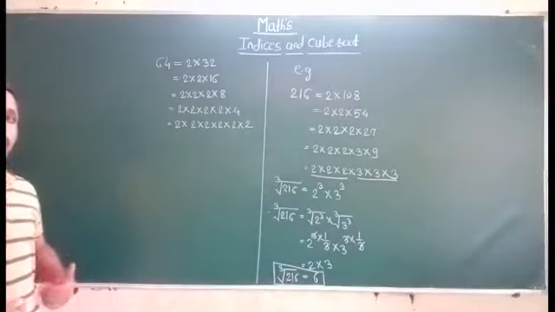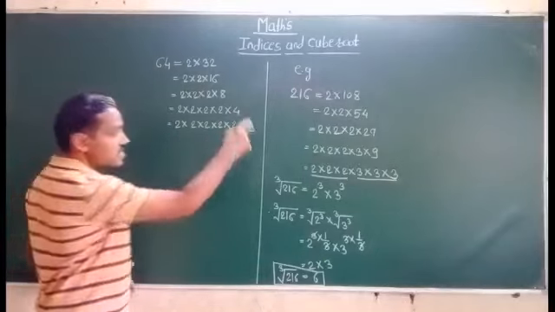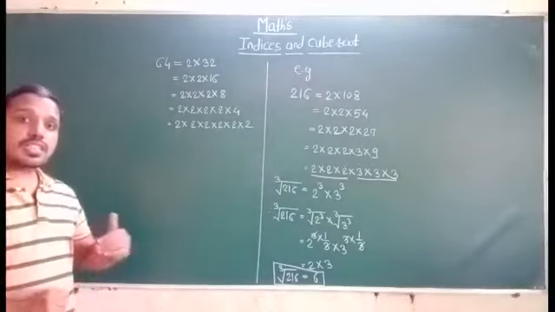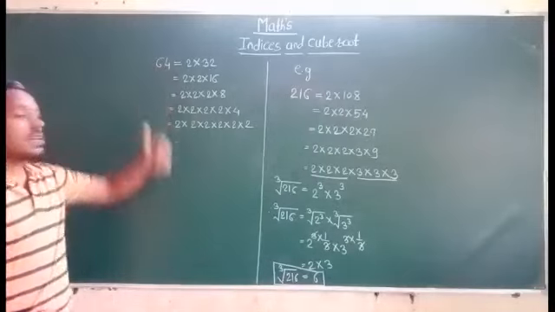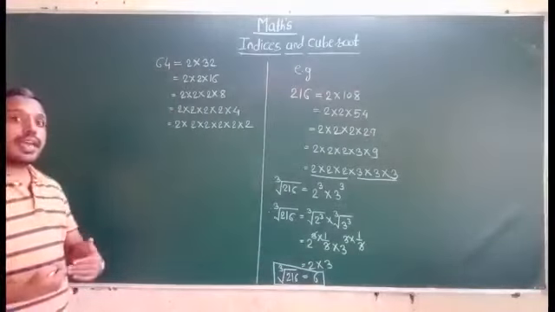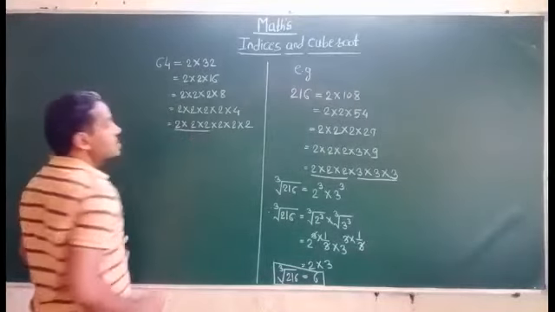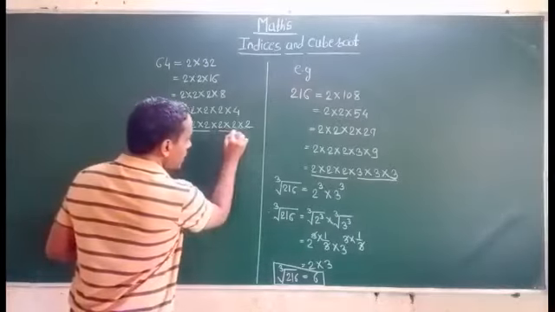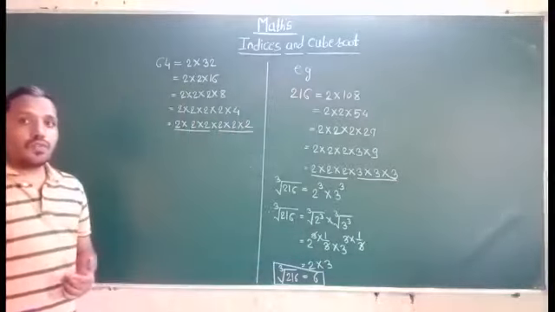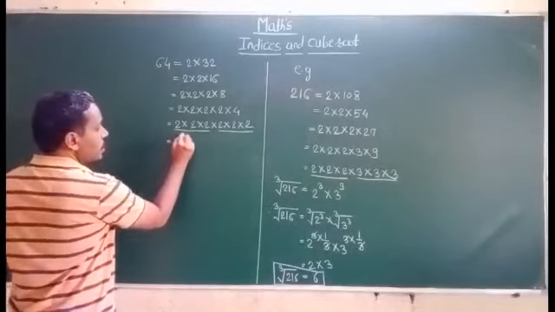So how many 2s do we have? 1, 2, 3, 4, 5, 6. Six times 2 comes in the prime factors of 64. We get groups of 3 numbers. That means 3 twos are in one group and 3 twos are in another group. So we again convert them into their indices form.